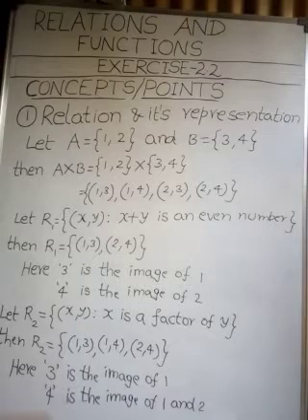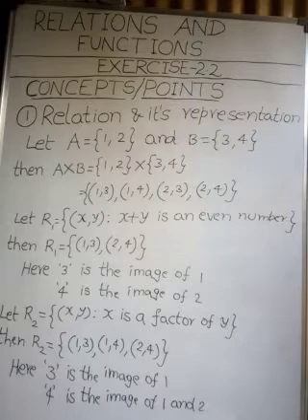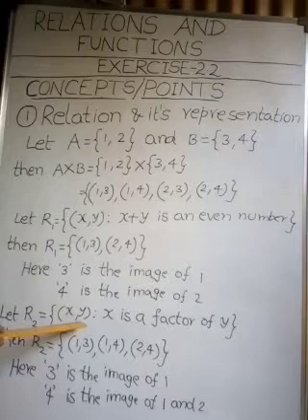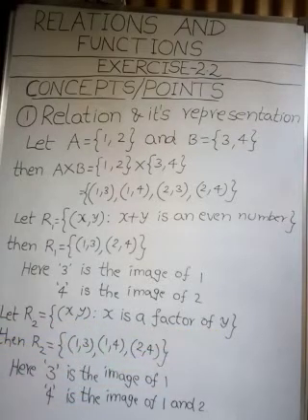Right. Now let us define another relation R2. We are taking another example. From this A cross B only, we are defining another relation. R2 is equal to set of all ordered pairs x comma y such that x is a factor of y. This is a relation defined. This is the relationship between x and y. Understood this relation, my dear children?